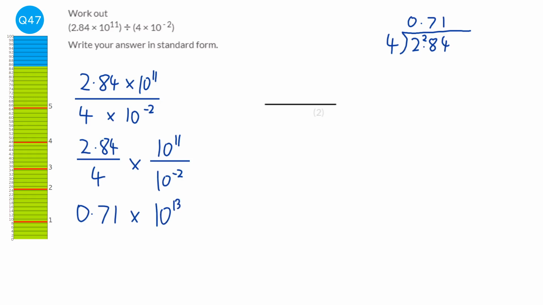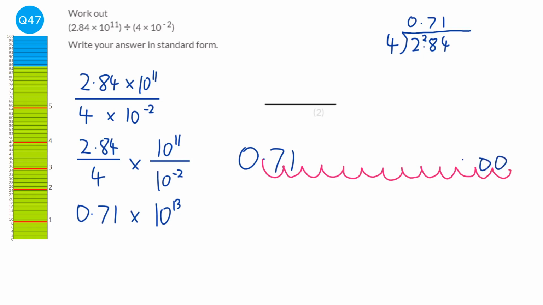Now we've got a bit of a problem here because standard form must have a number between 1 and 10, and not including 10, at this position here, and this is obviously less than 1, so we need to convert this into standard form. So what we can do is just write the number out again. So I'm going to write this as an actual number, so it's 10 to the power of 13, so it would be 1, 2, 3, 4, 5, 6, 7, 8, 10, 11, 12, 13. Fill in the zeros.